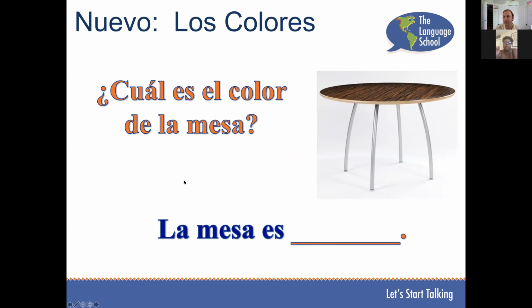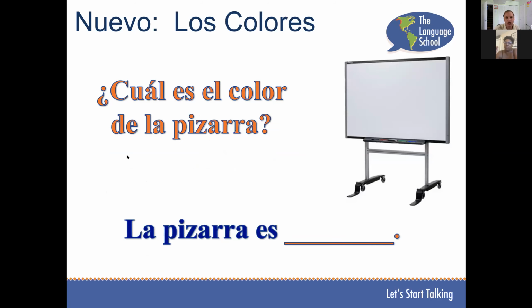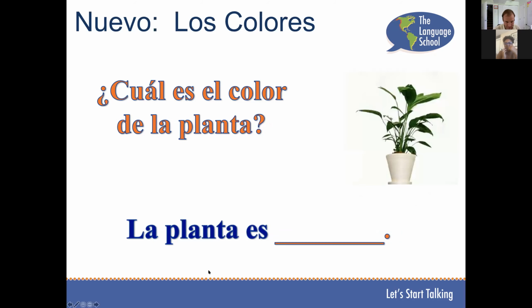¿Cuál es el color de la mesa? La mesa es marrón. ¿Cuál es el color de la pizarra? La pizarra es blanca. This one just changes to feminine because pizarra is feminine. Blanca. Okay. Yeah. The adjectives can change too.